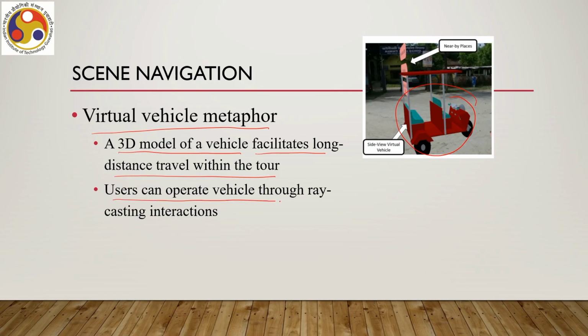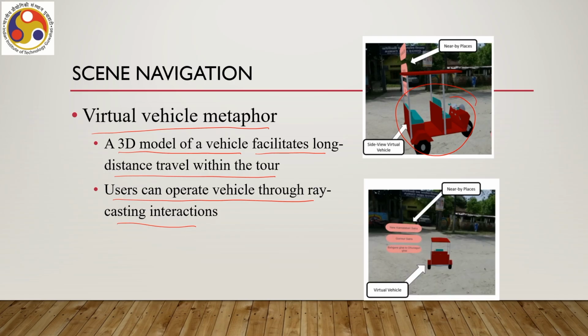Now, users can operate the vehicle through raycasting interactions. They can provide the direction of movement, and the user can select the place to move, and accordingly the vehicle moves to that place. So, essentially this technique refers to a selection based locomotion technique, where we have used a kind of route planning, but the route is pre-planned, and the user selects a destination to actually select a route. It is not target selection or instantaneous movement, it is route selection essentially.